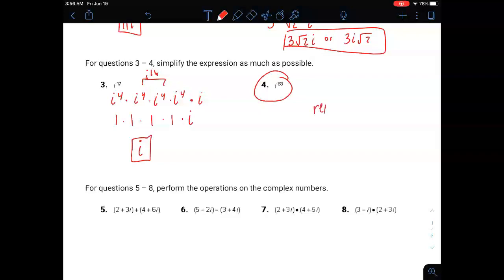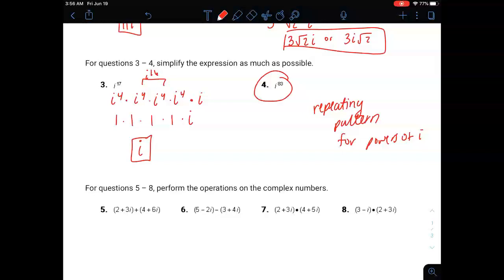Right? And again, that is based on my repeating pattern for the powers of i. Right? And that's going to be really helpful for you guys. Okay?